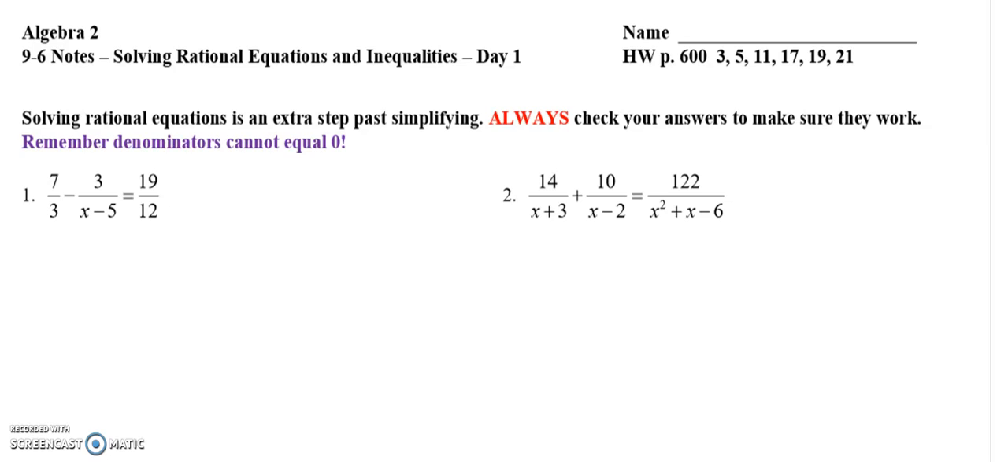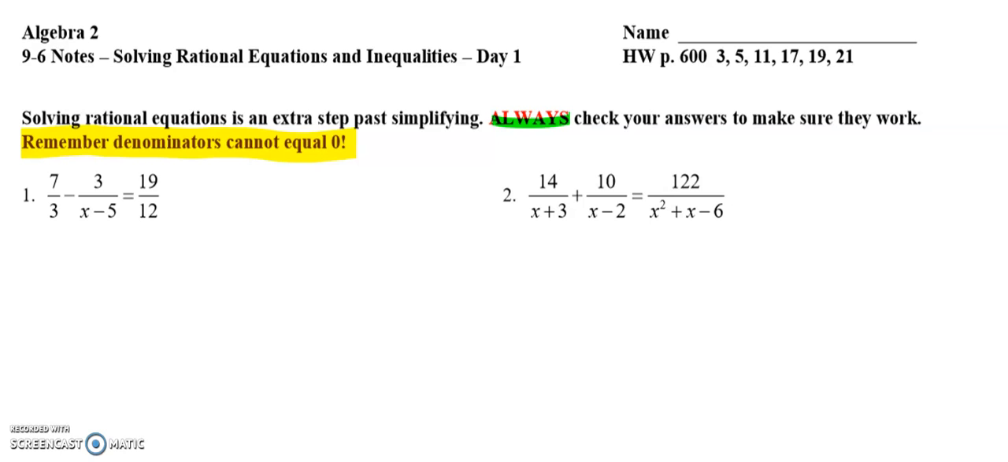We are going to always, always, always check our answers to make sure that they work because we have a lot of denominators. And what do we know about denominators? Denominators cannot equal 0. So we have to make sure that we're not equaling 0.